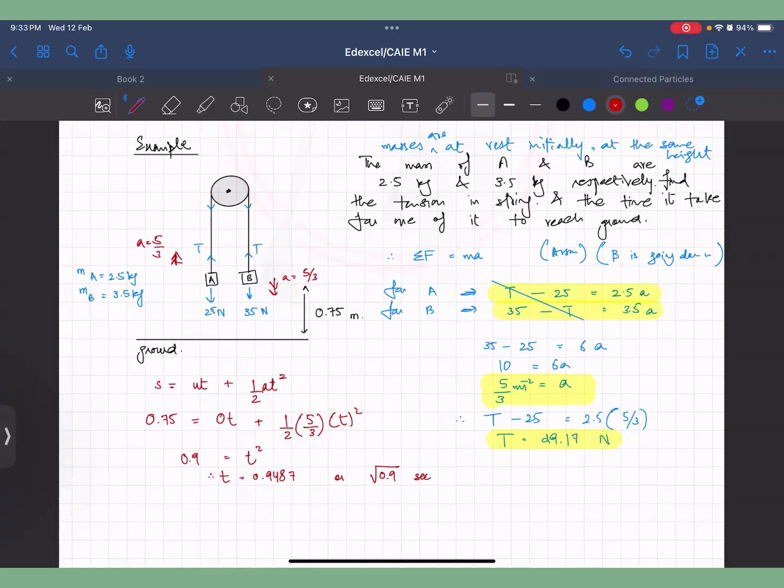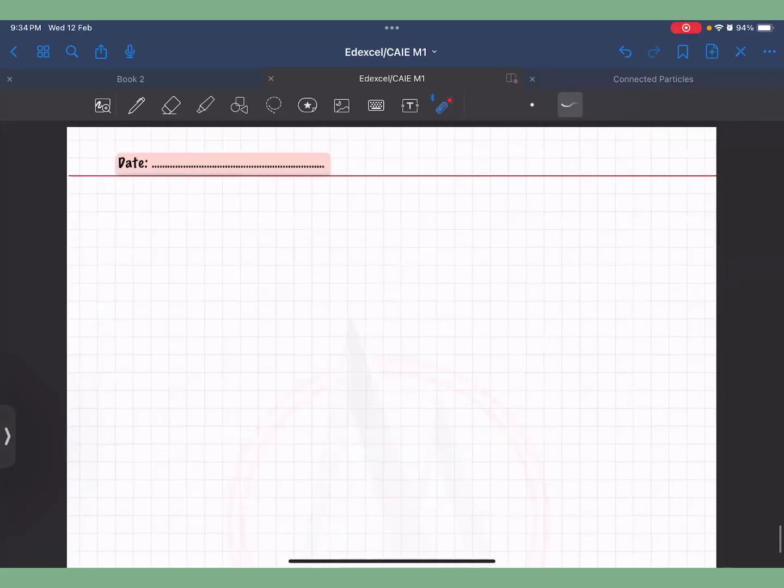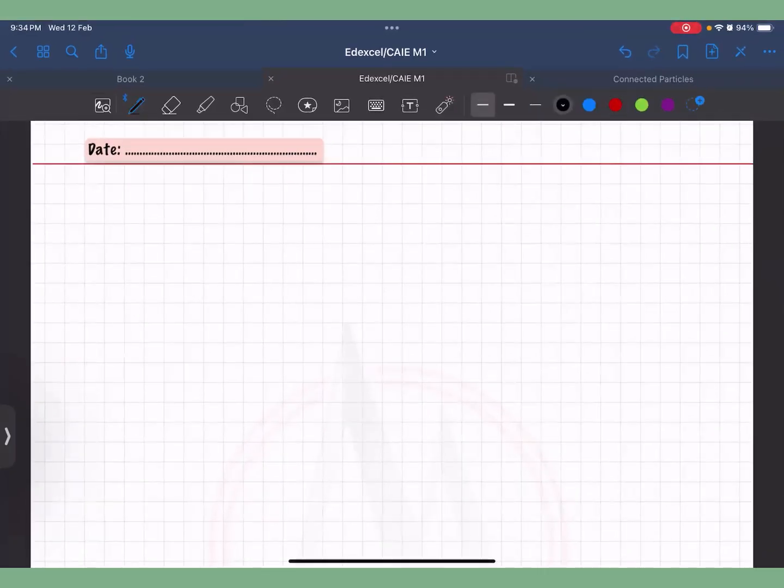No, sir. This is where the connected particles part is over. This is the part of connected particles, how you form the equation and get the acceleration and tension. The next thing is they can now make something more interesting like this. Find the maximum height reached by A in the subsequent motion.